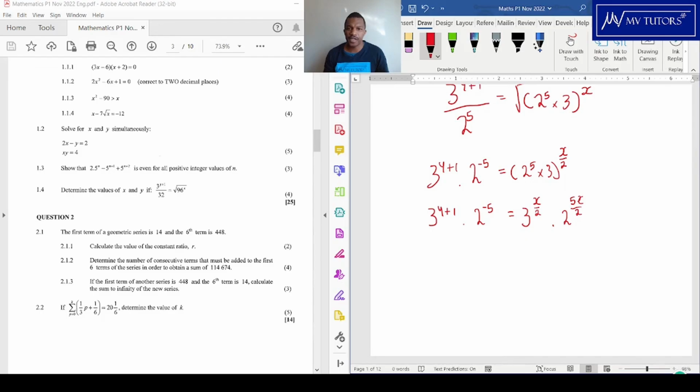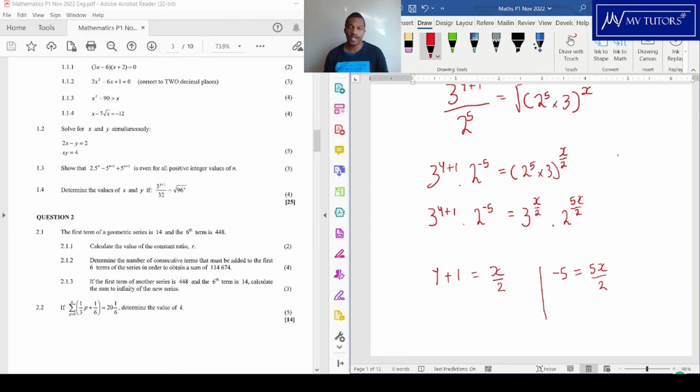Okay. Now at this point, we have a base of 3 on the left, a base of 3 on the right, a base of 2 on the left, and a base of 2 on the right. Now, if you remember the laws of your exponents, if the bases are equal, then the exponents are equal. So I'm just going to go ahead and equate them. The first one I have is with the 3. So I got y plus 1 is equal to x over 2. Right? And then the other one with the 2 is minus 5 is equal to 5x over 2.